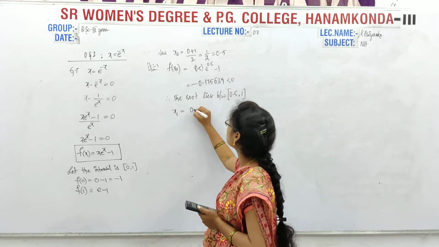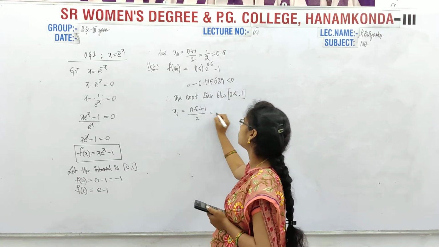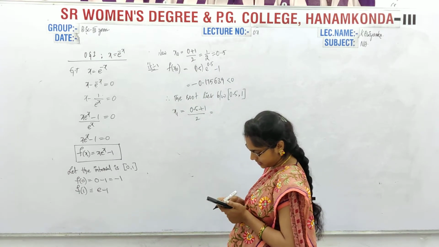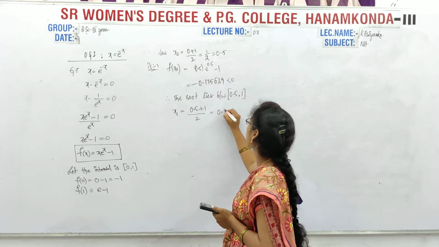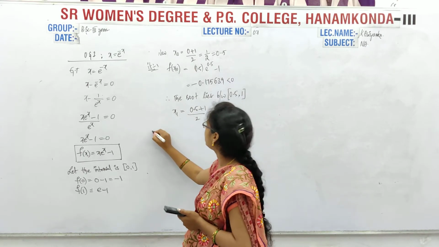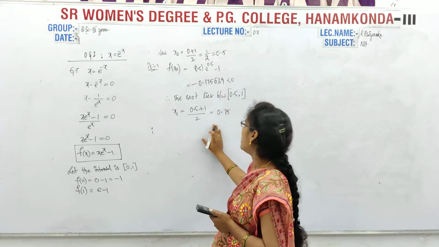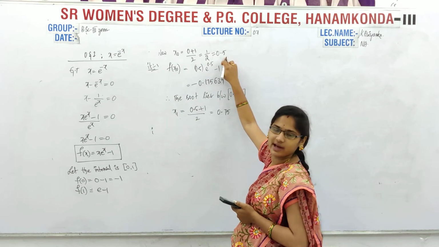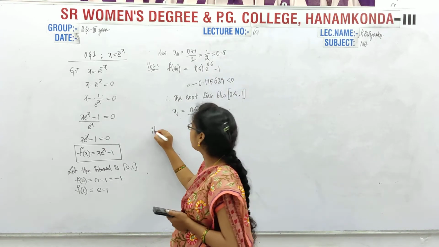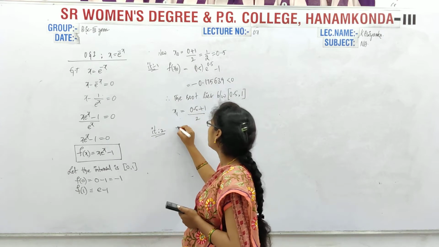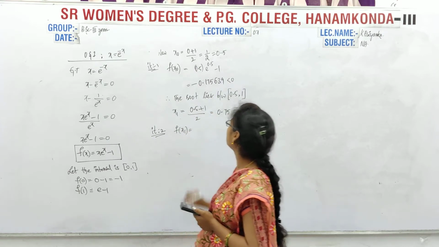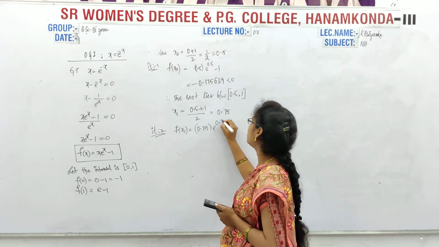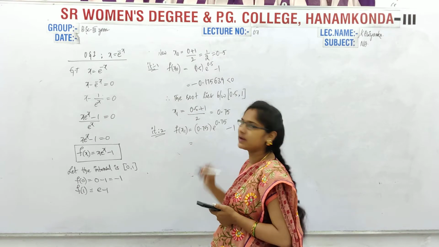Now we have to find x1. What is x1? 0.5 plus 1 by 2, that is 1.5 divided by 2, which is 0.75. Now x1 is 0.75 and x0 is 0.5. The value is not similar, that's why we have to go for iteration number 2. Now f of x1 equal to 0.75 into e power 0.75 minus 1.